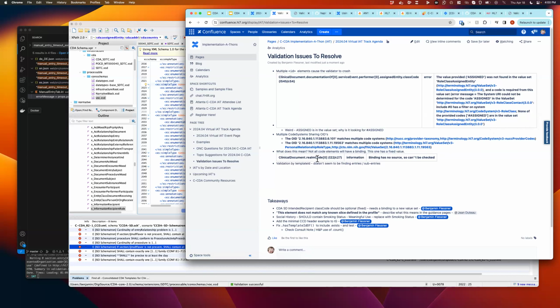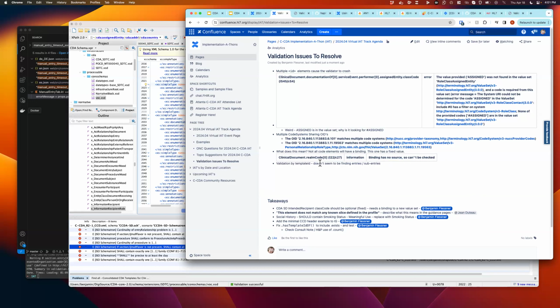I think we just have a question about what this binding has no source, so can't double quote TBD check, because some code elements just don't have bindings, and maybe this is just a normal FHIR thing, but that's something that happens a lot in CDA, so it'd be nice if we could hide those.